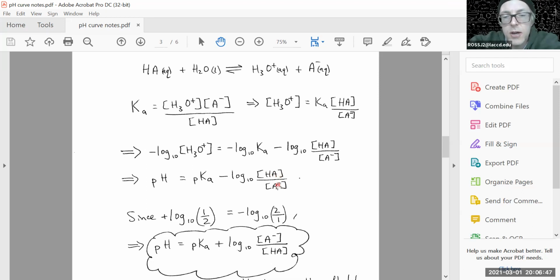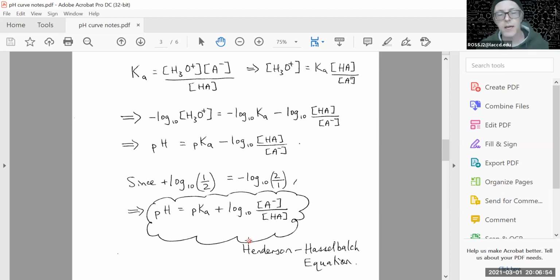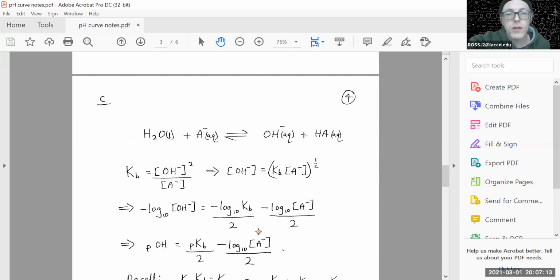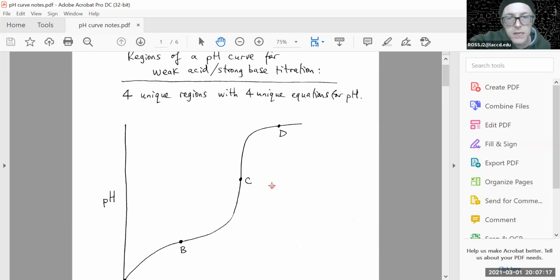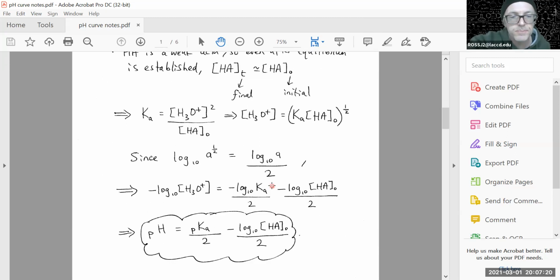So we invert HA over A to make A over HA. And this is typically the way the Henderson-Hasselbalch expression is presented in a textbook, although there's really no need. But I guess historically that's how it's presented. So that's our equation B. And again, we'll compare these 4 equations at the end of our video. Moving on to the equivalence point of our titration curve, part C, or zone C.